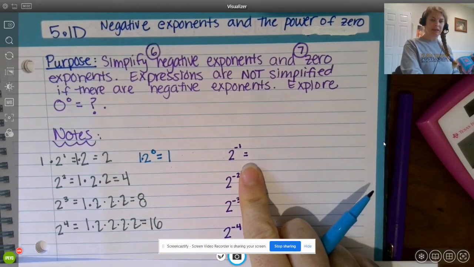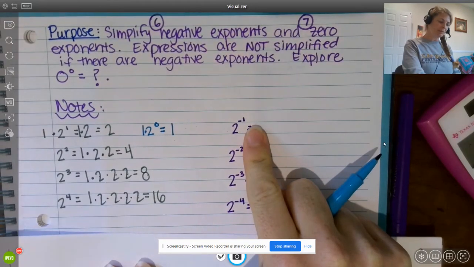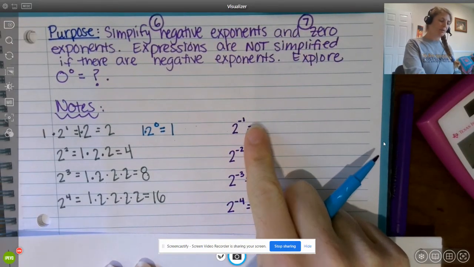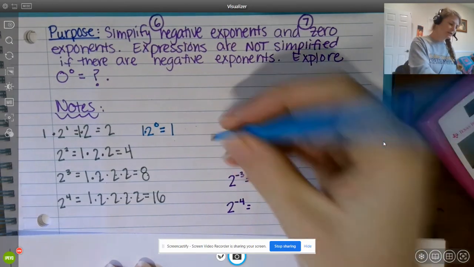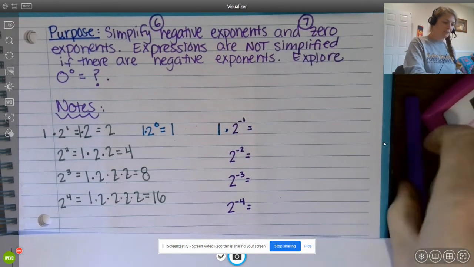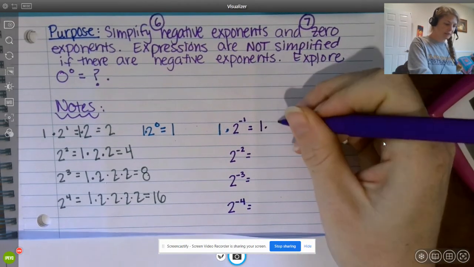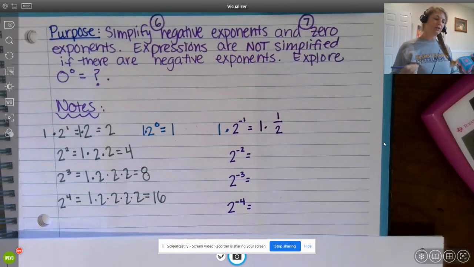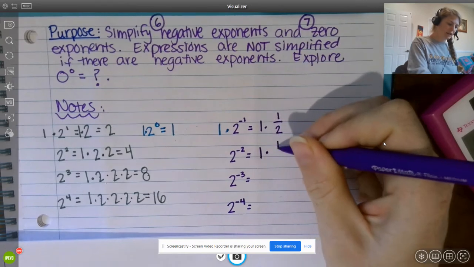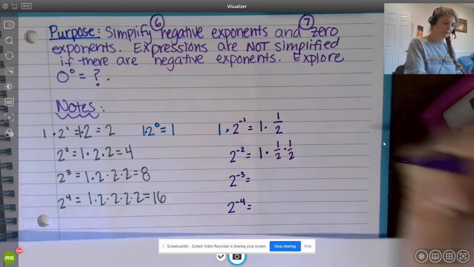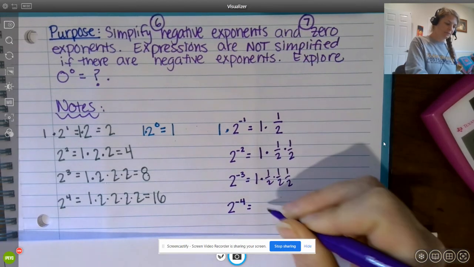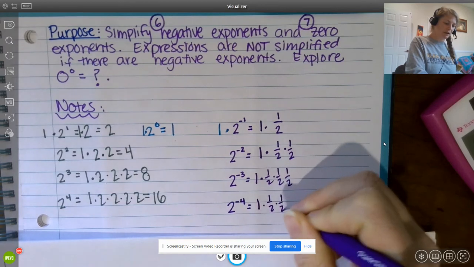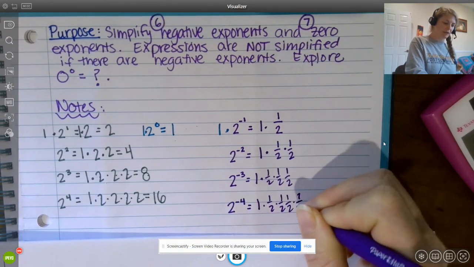Well, what does that mean? What does this -1 exponent mean? Well, this negative exponent means how many times you're dividing by that base. So this is still times 1. What this turns into is 1 times 1 over 2. How many times are you dividing by 2, or multiplying by 1/2? So this is 1 times 1/2 times 1/2. And this is 1 times 1/2 times 1/2 times 1/2. And this is 1 times 1/2 times 1/2 times 1/2 times 1/2.